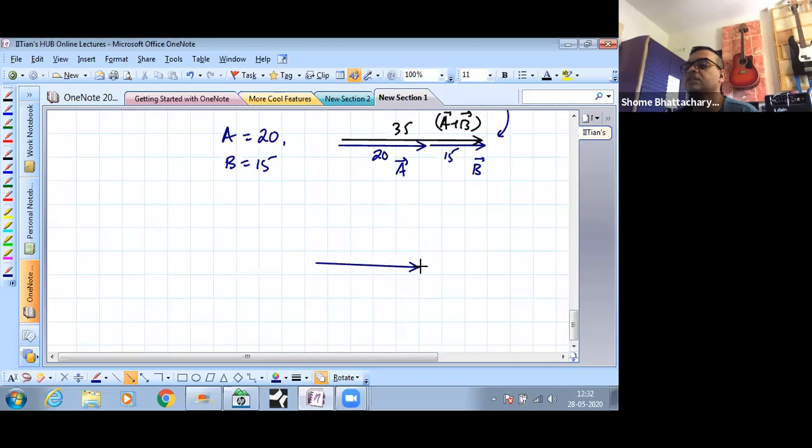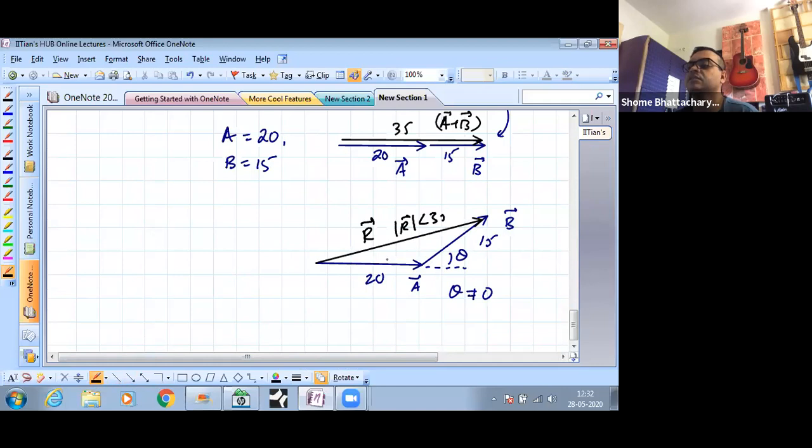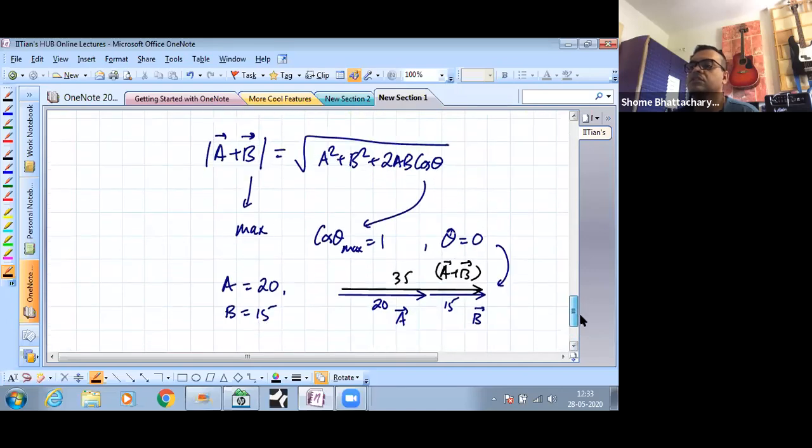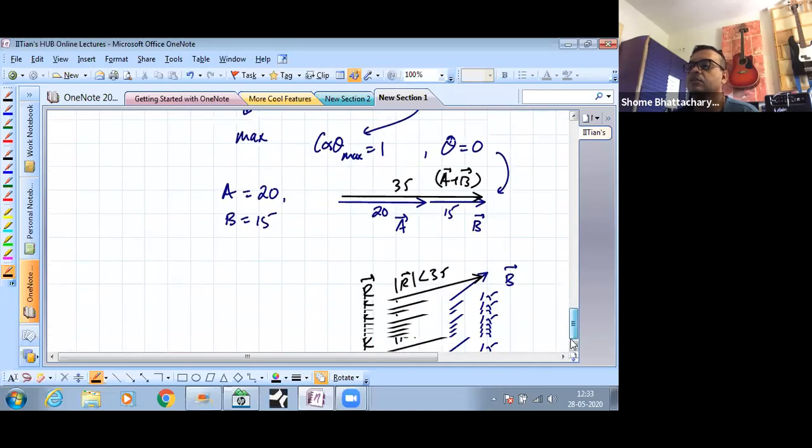For any other theta greater than 0, you will see that the magnitude will become less. So for example, if this is the case, we have theta not equal to 0. This is 20, this is 15. Now you can see that the resultant is becoming less. So the magnitude of the resultant is less than 35 in this case. So this is the maximum case when theta is 0. Now similarly, when will it be minimum?